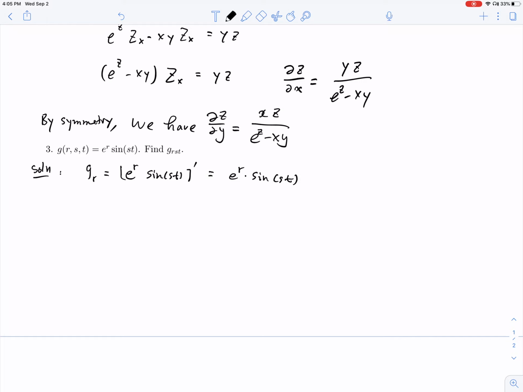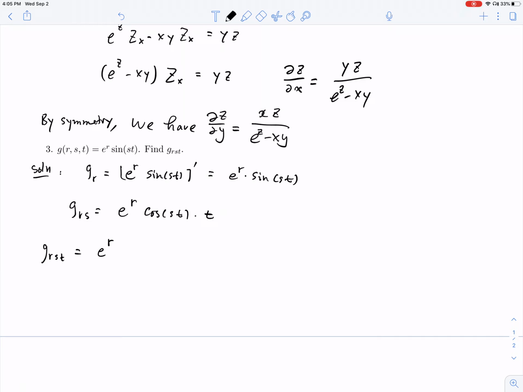And now we're going to look at g_rs. That's going to be e to the r. We're going to finish the one. So the derivative of sine is cosine st. But remember the chain rule, so we have t over here. And then we're going to have the triple derivative. So this is going to be e to the r.